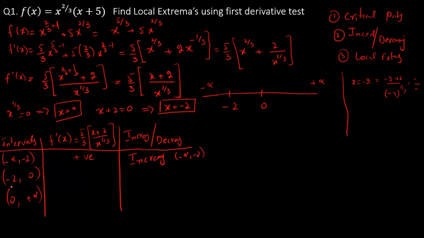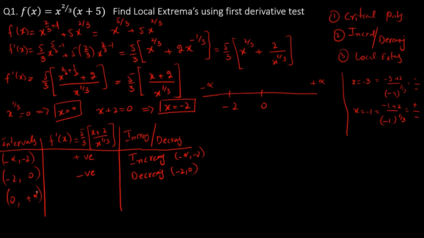Okay, the next thing is we need to compute the next value, and we can take -1. When we take x equal to -1 and put it into this f dash, we will get (-1 + 2) divided by (-1)^(1/3), and we will get plus from here and minus from here. So the final answer is negative, so the function is decreasing in -2 to 0.